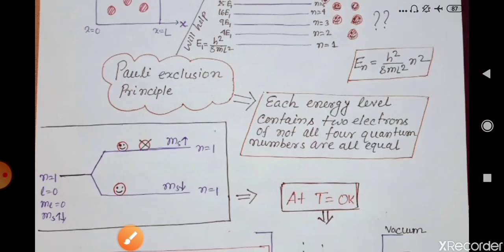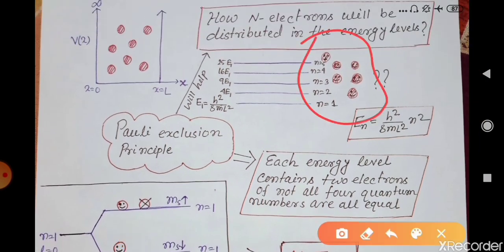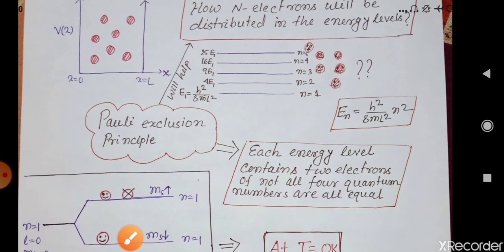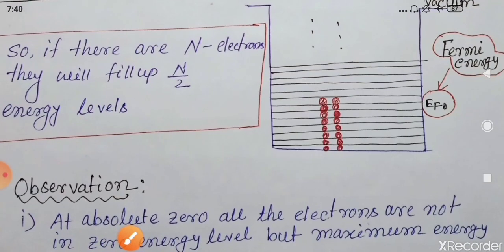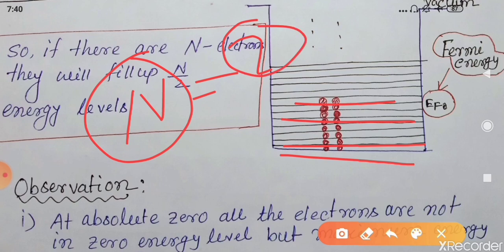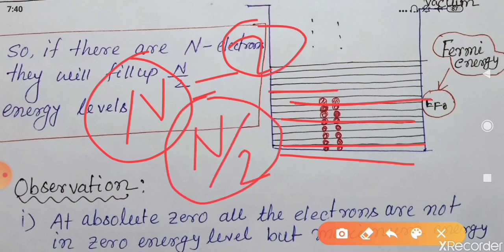So let's try to understand, if there are n number of electrons at absolute zero, that is T equal to 0 Kelvin, how these n electrons will be distributed among different energy levels. What we have seen, each energy level may contain two electrons, but their spin should be opposite. So following the Pauli exclusion principle, if there are n electrons, then each level contains only two electrons, then there will be n by 2 filled energy levels.